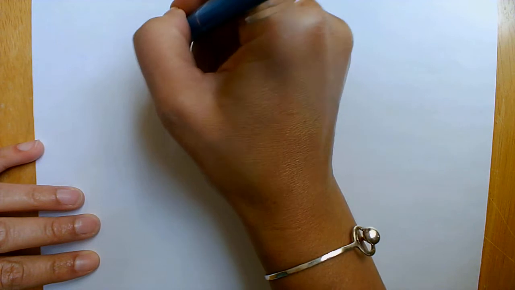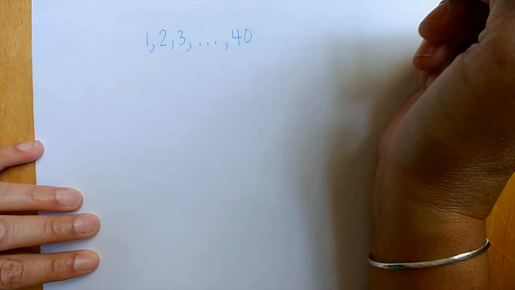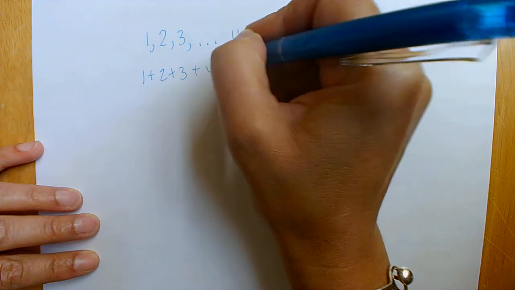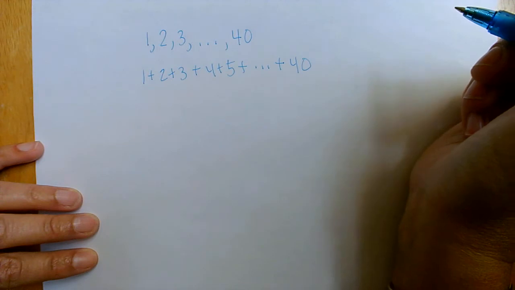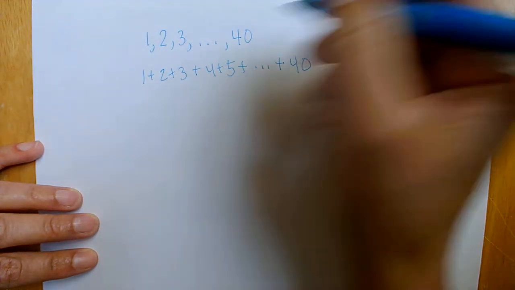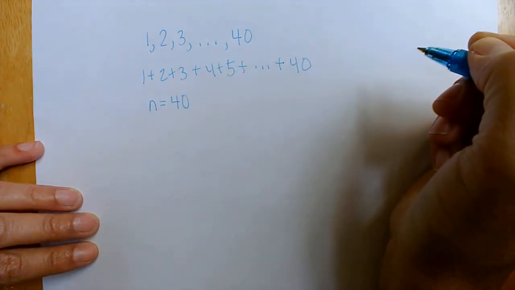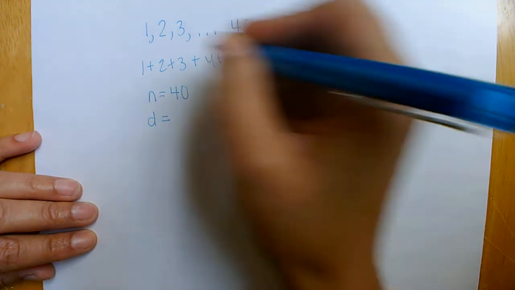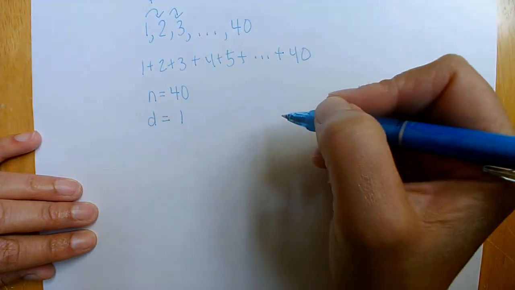Now some math time. So we have our arithmetic sequence 1 to 40. We want to add them up. That would mean we'd have to go 1 plus 2 plus 3 plus 4 plus 5 plus all the way plus 40. This means that we have 40 terms. That's a lot of terms to add up. From the 40 terms, we have a common difference of, well, what are we adding every time here? Every time we're adding 1. Okay, common difference of 1.